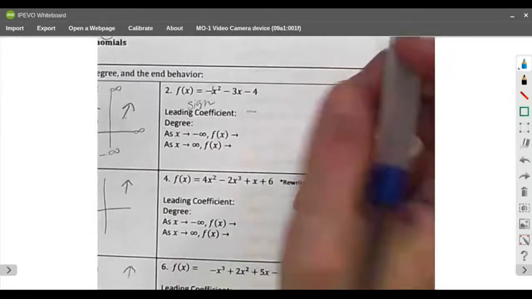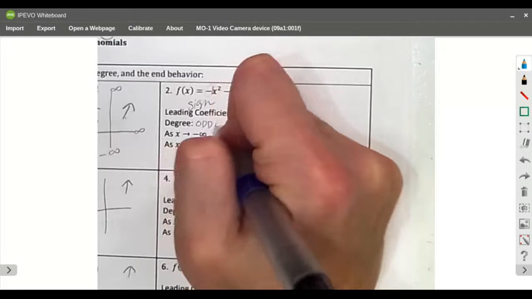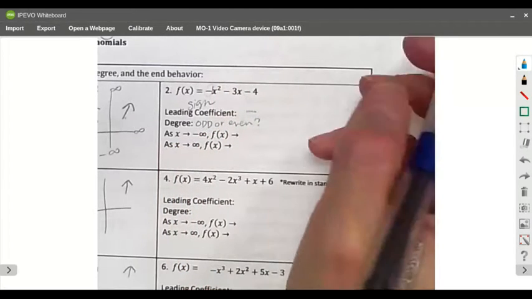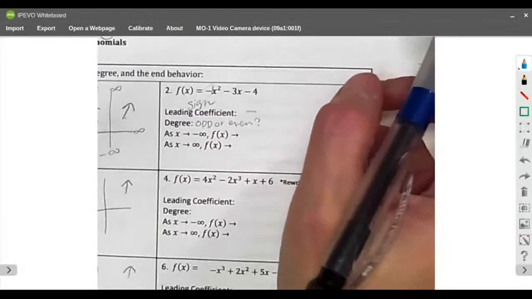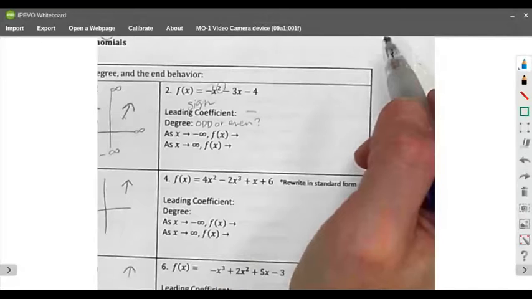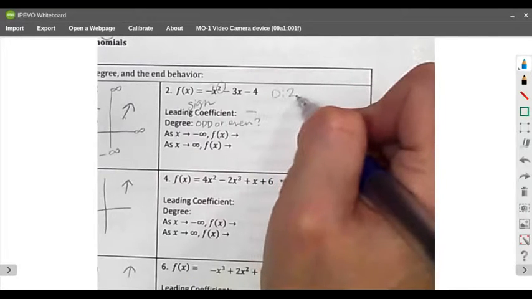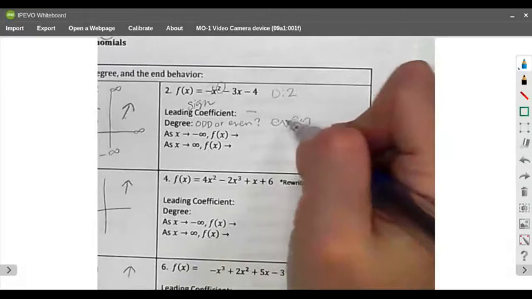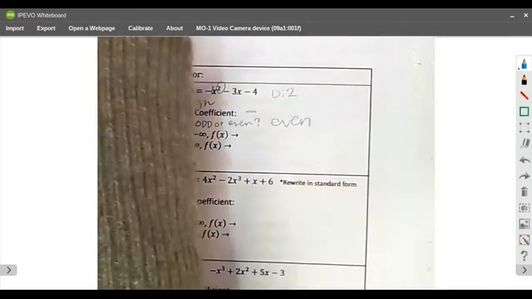And then for degree, we really want to know, is it odd or is it even? So first you have to identify the degree. The degree is the highest exponent that you have in the polynomial. So the highest exponent here is 2. So this has a degree of 2, which is an even number. Once you figure out that it's even, negative, or whatever it may be, that's when you look at the chart.